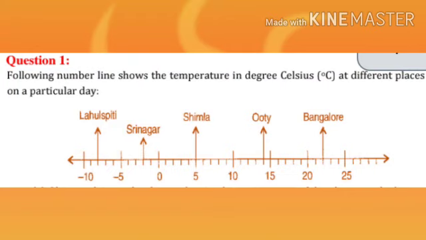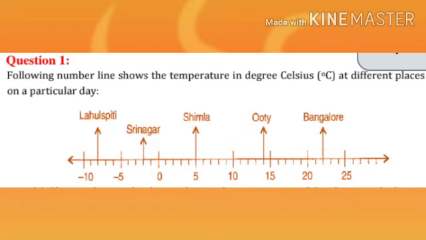Here is the question. Question number 1. The following number line shows the temperature in degrees Celsius at different places on a particular day. This was the table view for temperature at different places on a particular day.